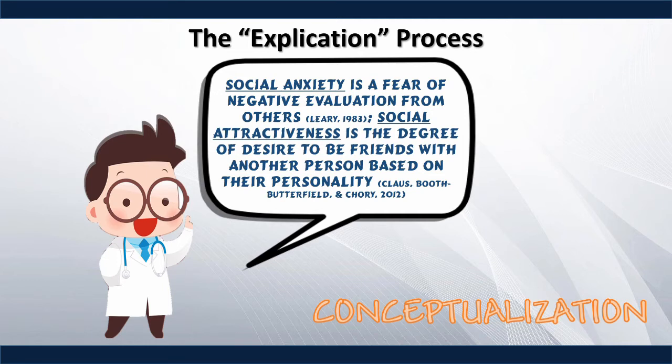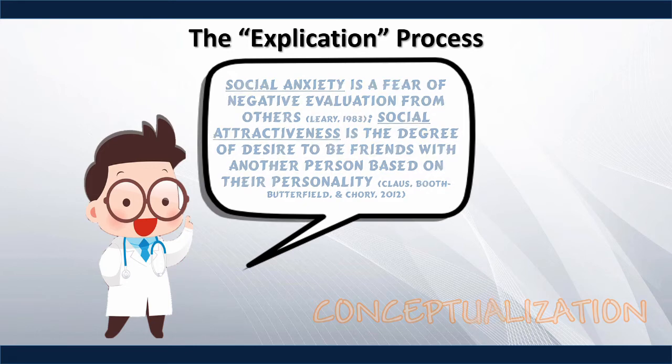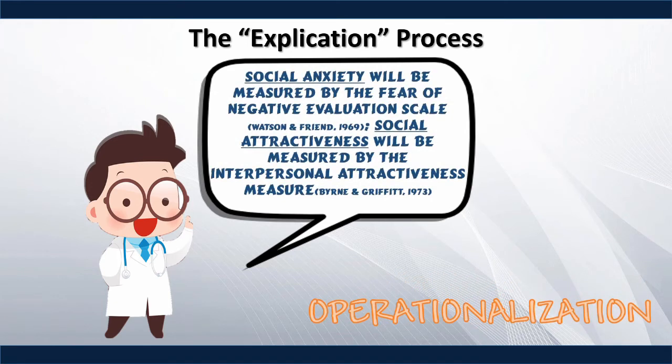Once I'm clear on what these variables are, I need to find or create a measure that matches these definitions. In the operationalization stage, I found that Watson and Friends' fear of negative evaluation scale matches the definition of social anxiety very closely. And the interpersonal attractiveness measure by Burney and Griffith also does a good job of measuring the degree of desire to be friends. That's the basis for hypothesizing, conceptualization, and operationalization.